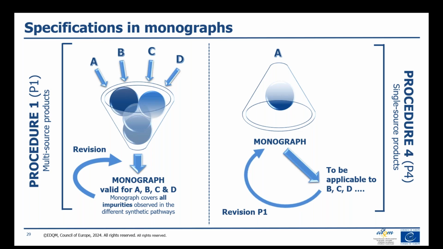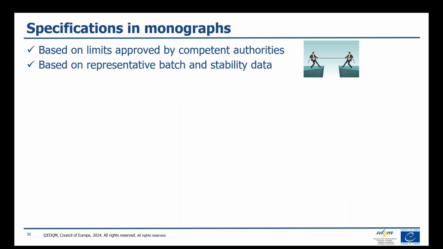For the limits, we set the limits based on the limits as approved by the competent authority. And we also look at the batch and stability data. So the policy is that we always rely on the approved limit, and we don't set a limit higher than the approved one. But then we also look at the batch data.